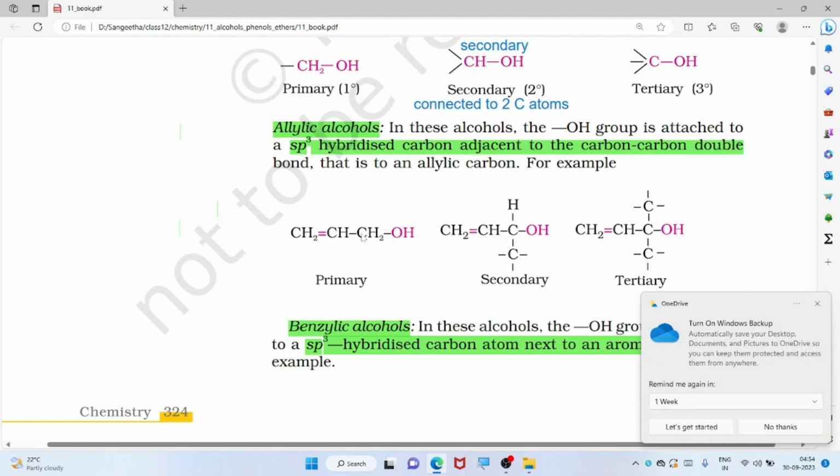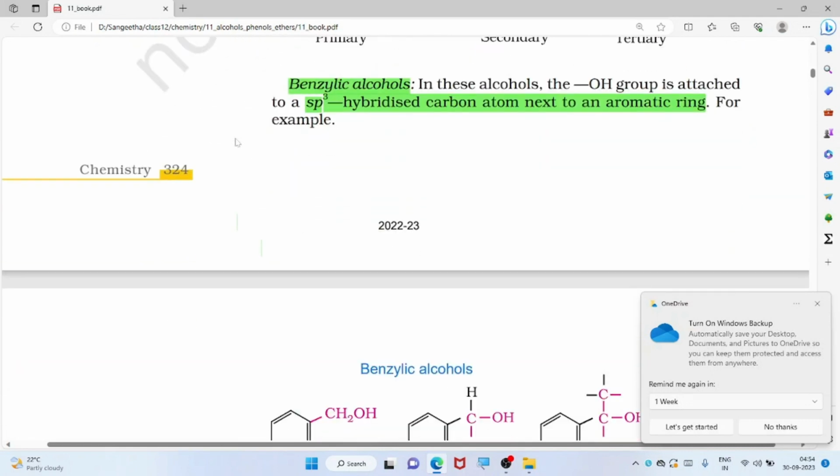Here this carbon atom is connected to the other carbon atom which has a double bond. See here, this carbon atom is connected here with a double bond. So it is the carbon atom adjacent to a carbon-carbon double bond. So that is allylic.